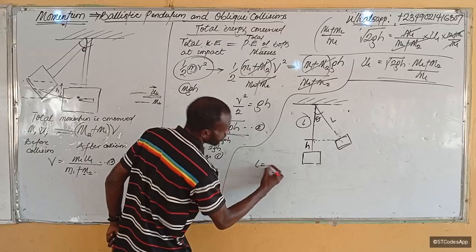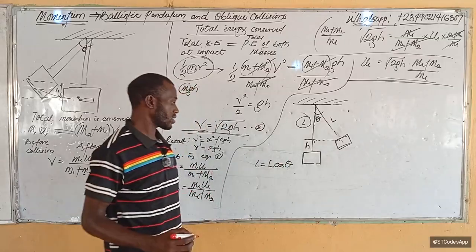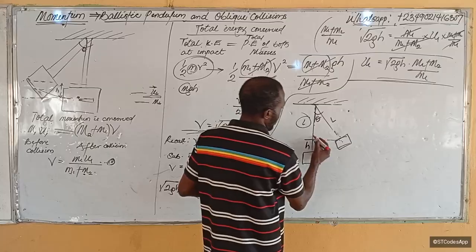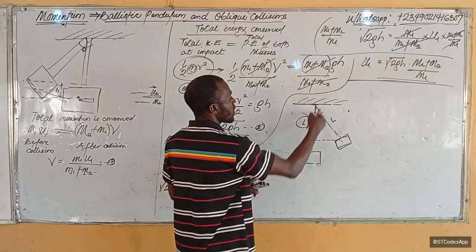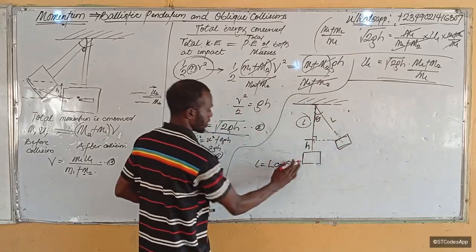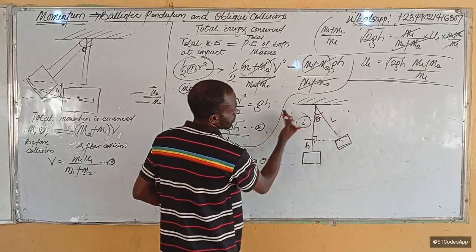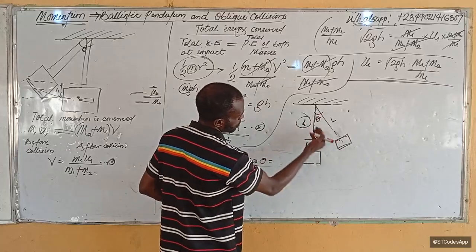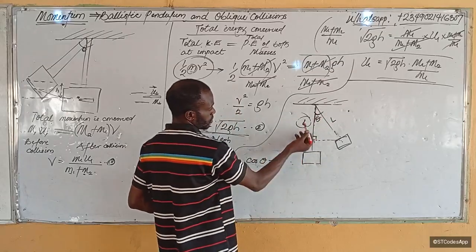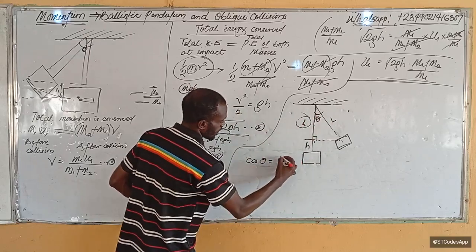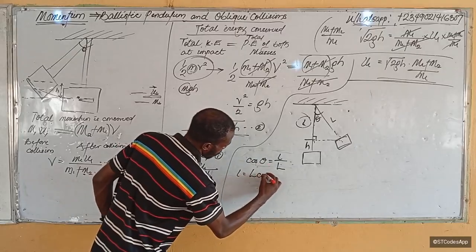Now, the value of this small l is going to be capital L cosine theta. If you take cos theta for this right angle triangle, it's going to be adjacent over hypotenuse, which is capital L. This side is opposite, so this side will be adjacent. Adjacent is the side closest to the angle. So that is small l over capital L. Then small l equals capital L cos theta.